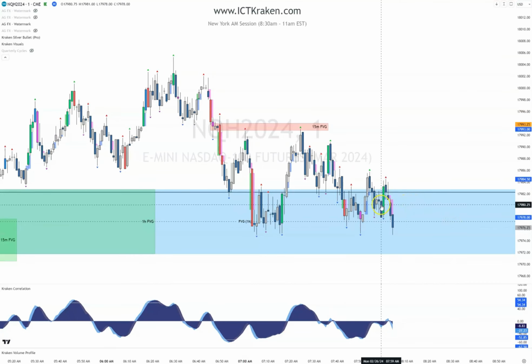Now, am I taking a trade just off vector candles? No. Am I taking a trade just off Kraken correlation and divergence? No. Those are confluence, right? I like to see vector candles in my favor. I don't like to see them not in my favor, right? I like to see divergence in my favor, not going against me, right?